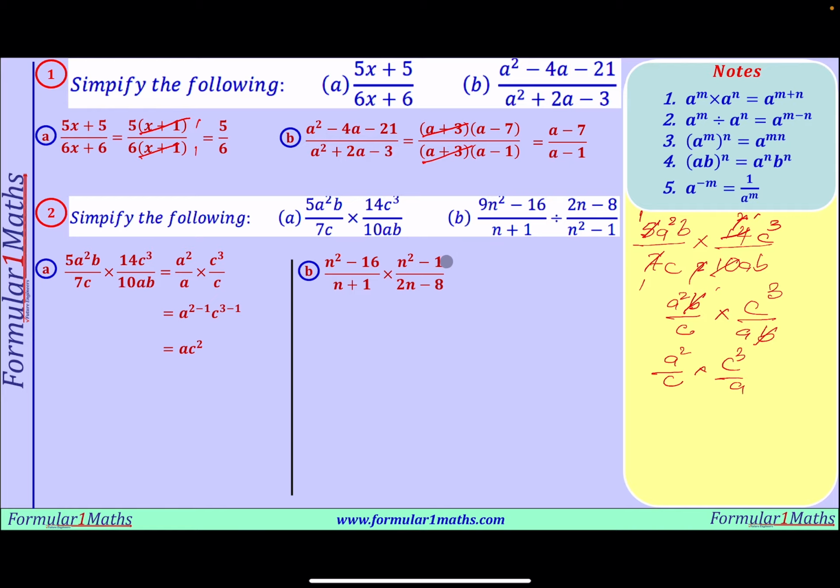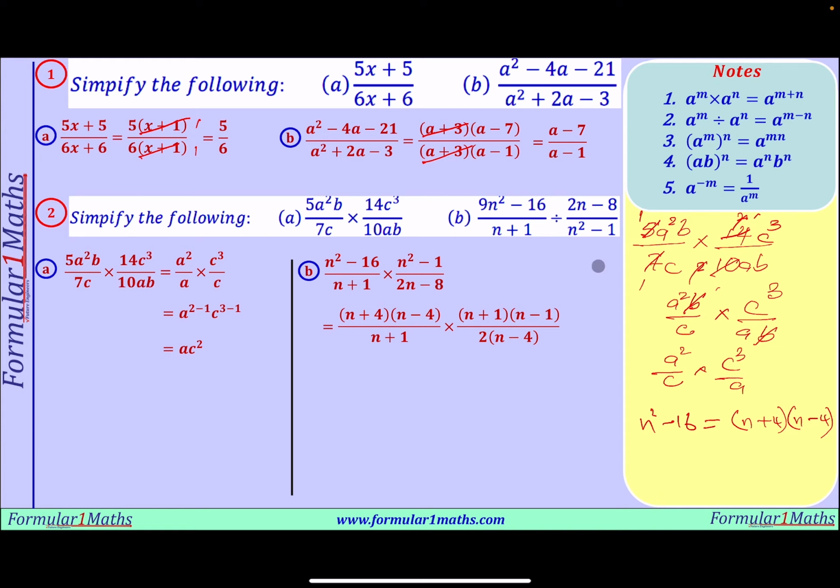And then we can see that this is difference of two squares, and this is also difference of two squares. So for example, n squared minus 16, if you factorize it, will give us n plus 4 and n minus 4. So we have this. We did the same thing with the difference of two squares here. 1 is a square number, so we get that.